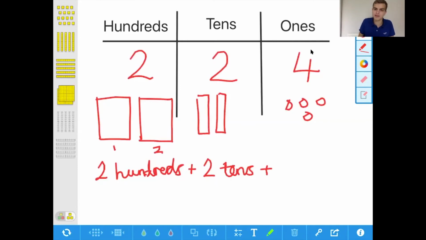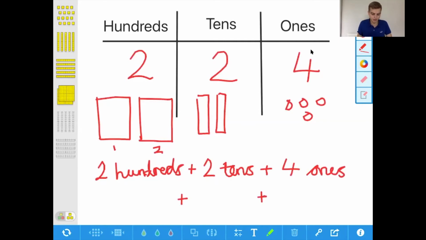4 ones, because in my ones column I've got the digit 4. 4 ones. Fantastic. So we've written the number 224 out in words, haven't we? Now, this is the tricky bit, because now we're going to represent it as what the digits are worth. What is the value of each digit?